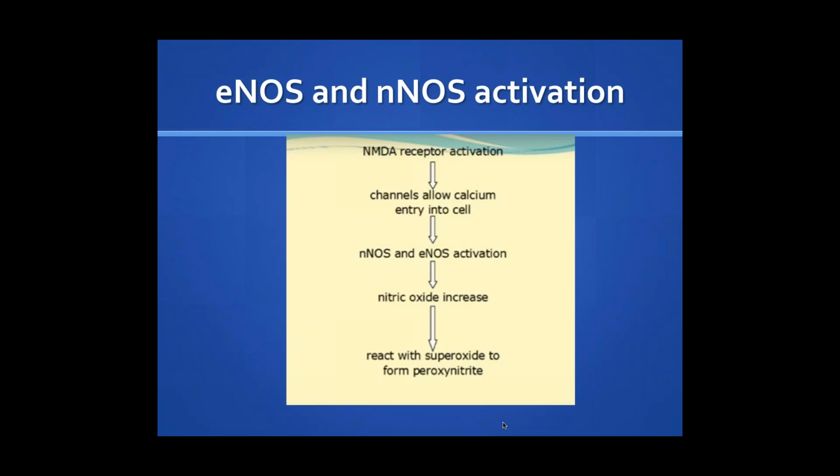One of the other activating pathways looks like this, just to put it down simply. The NMDA receptor, that's the glutamate receptor. So high glutamate levels can also turn this pathway on. The channels allow calcium to enter into the cell, which causes it to depolarize. That depolarization causes neuronal nitric oxide synthase and endothelial nitric oxide synthase activation, which increases nitric oxide, and then it reacts with superoxide to form the peroxynitrites.